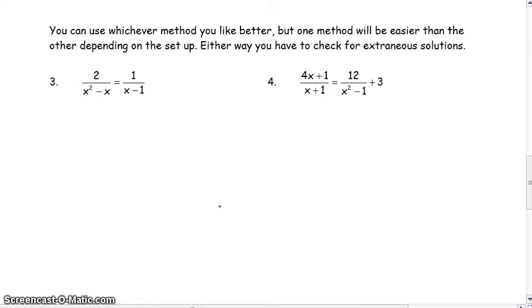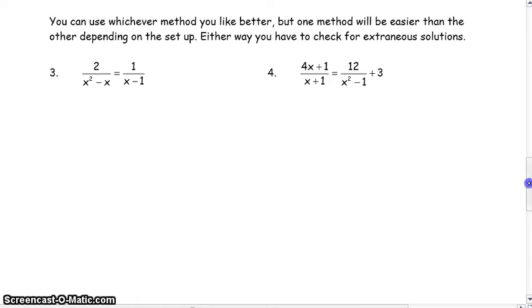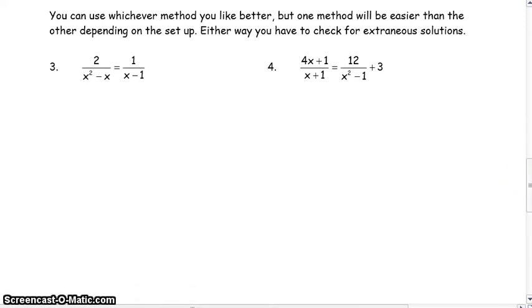Okay, so let's try number 3 together. Looking at this, we have a fraction on one side and a fraction on the other. So based off of this, I would say that cross multiplying is the easiest method. Now you could try to get common denominators here and ignore the bottoms, but cross multiplying is your best bet.